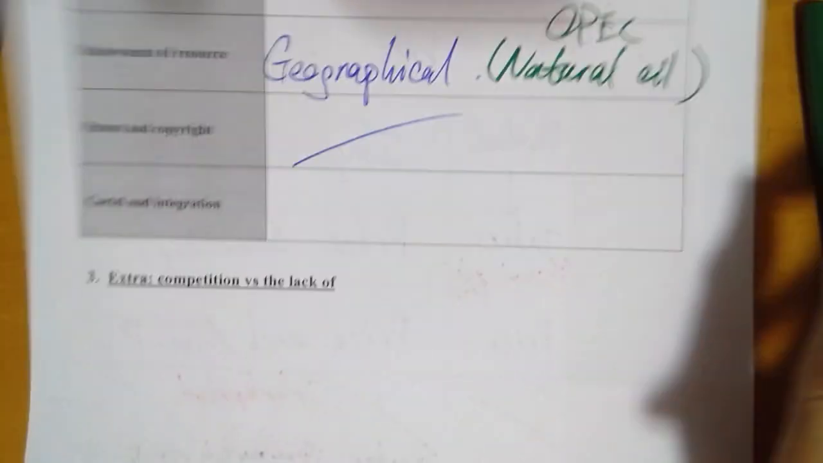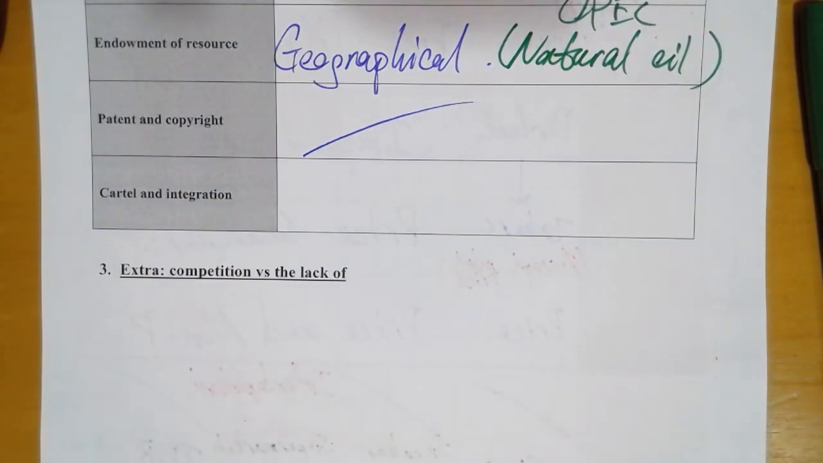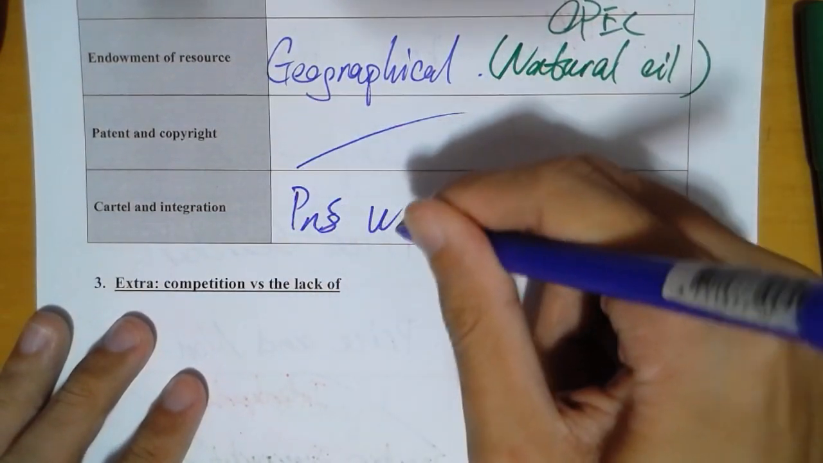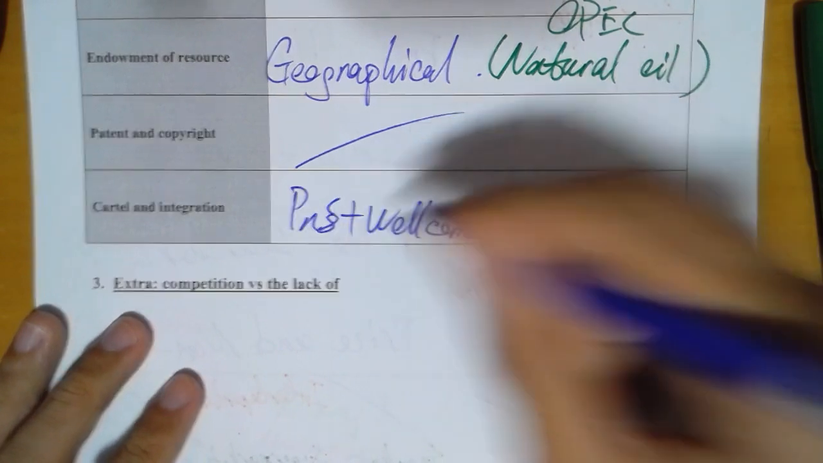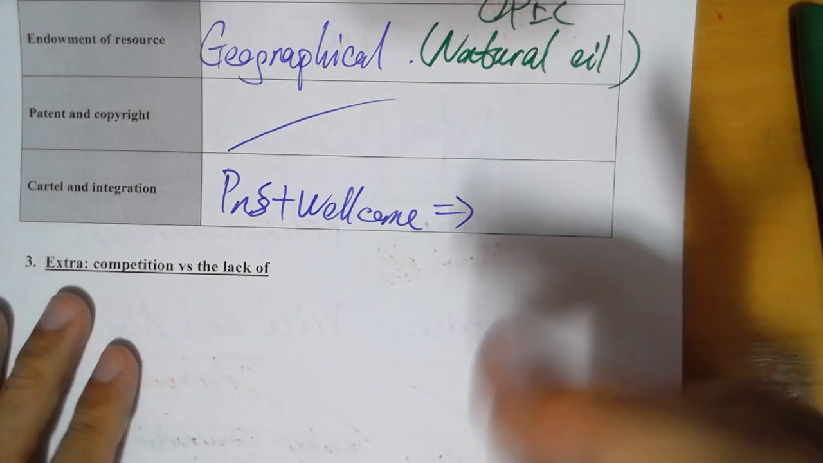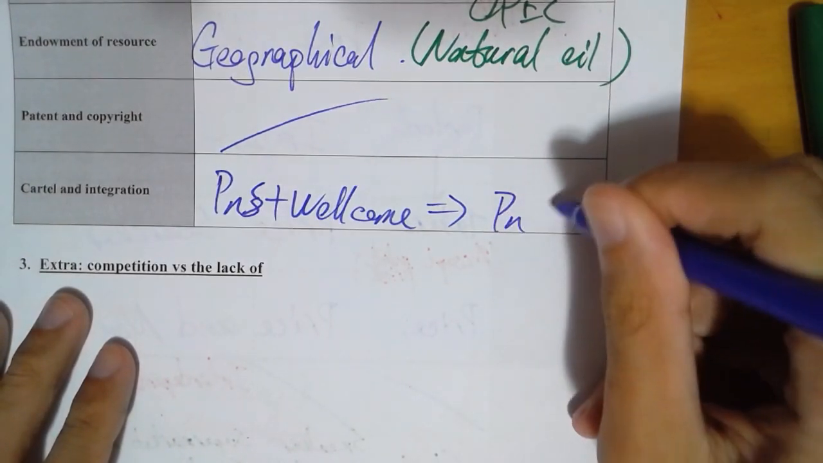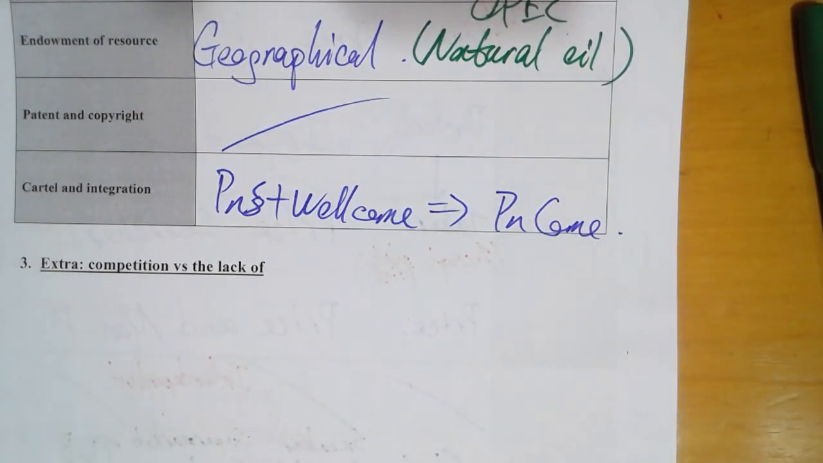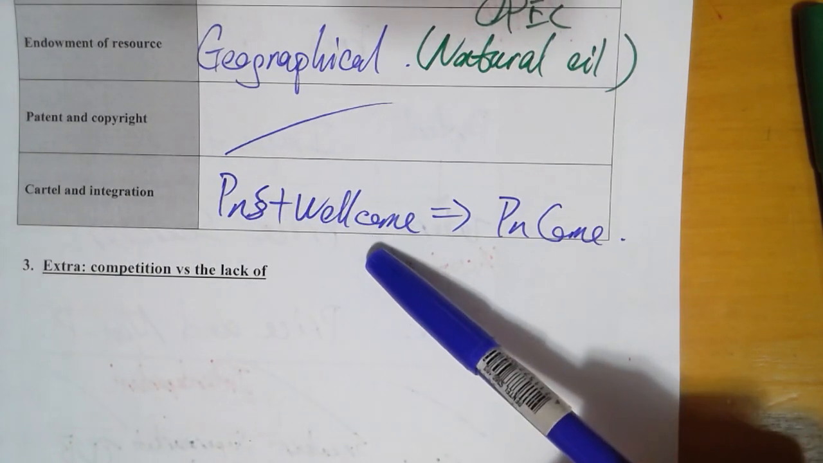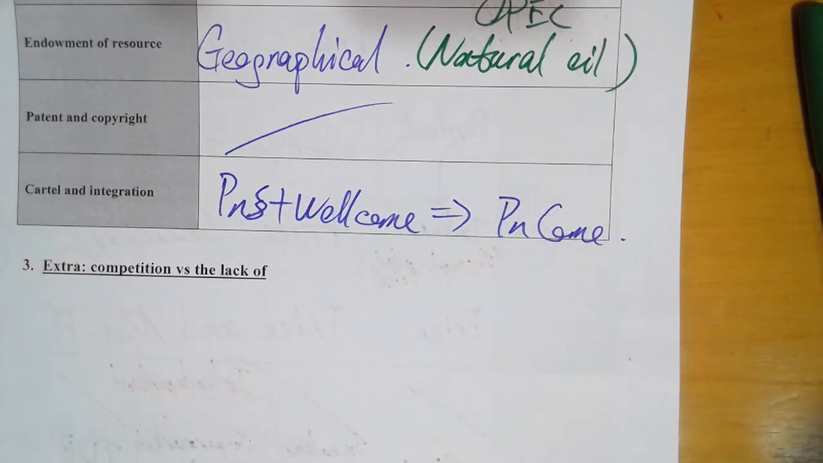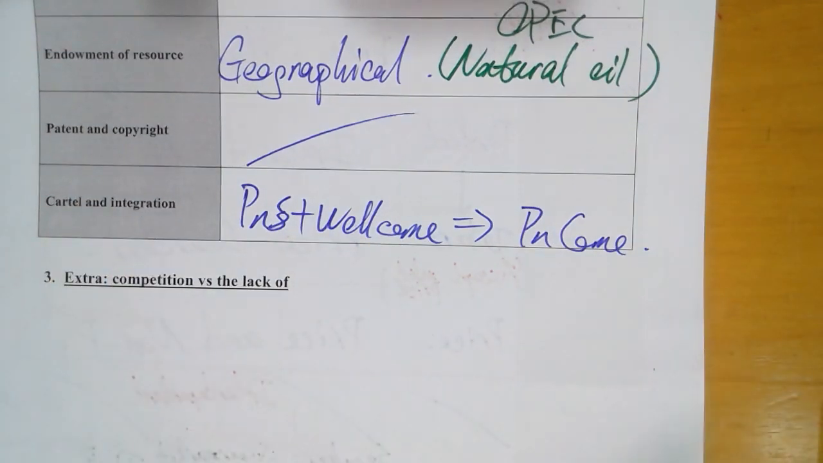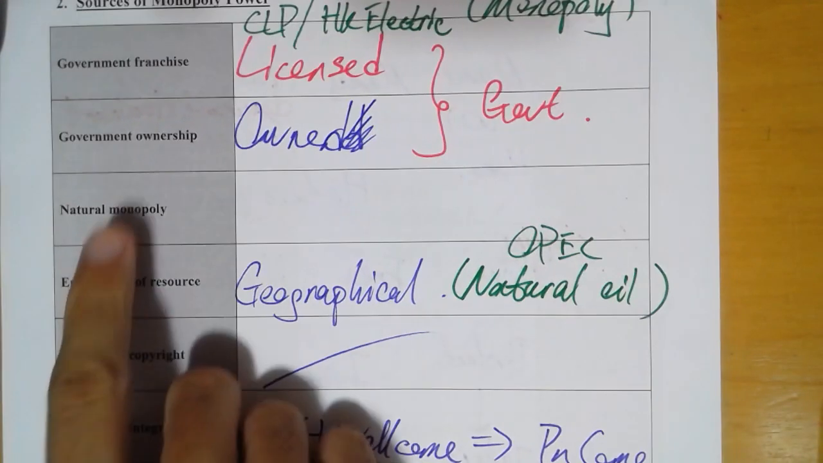And finally, we just talk about cartel and integration. Now imagine Park'n Shop and Wellcome combine together to form one single superpower. Let's call it Parkham. Let's say they combine into a Parkham. So you will see two oligopoly power combine into one even bigger power. Now cartel and integration, I don't think I need to explain.